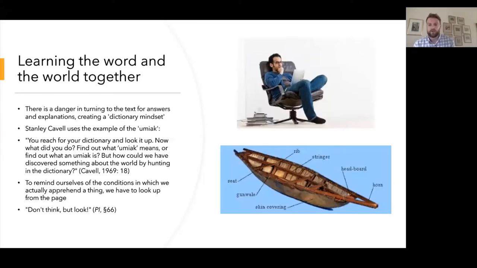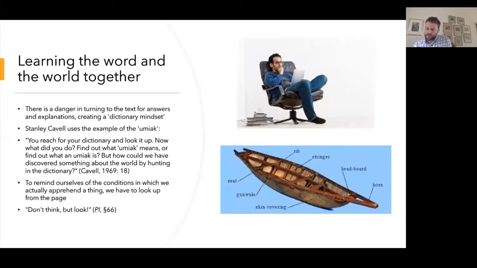It says very little about what we end up knowing of the umiak, which is a sort of canoe that is used by the Inuit and Yupik people, who themselves don't rely on dictionary definitions in order to give the thing meaning in their own lives. To remind ourselves of the conditions in which we actually apprehend a thing, we have to look up from the page and go along with the Wittgensteinian imperative: don't think, but look.